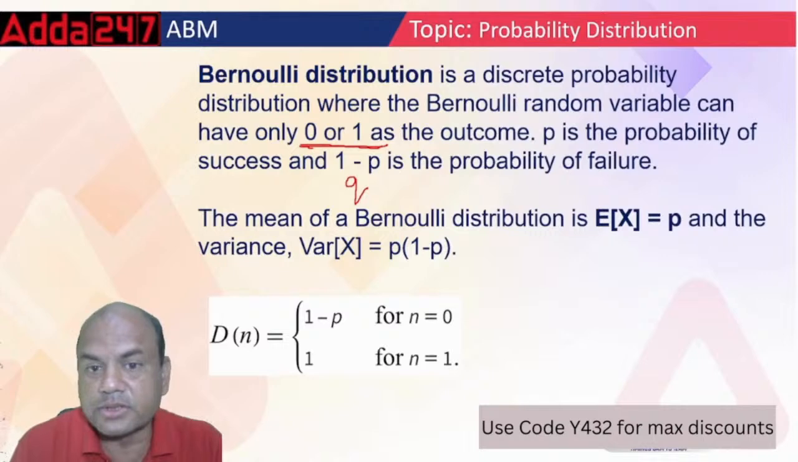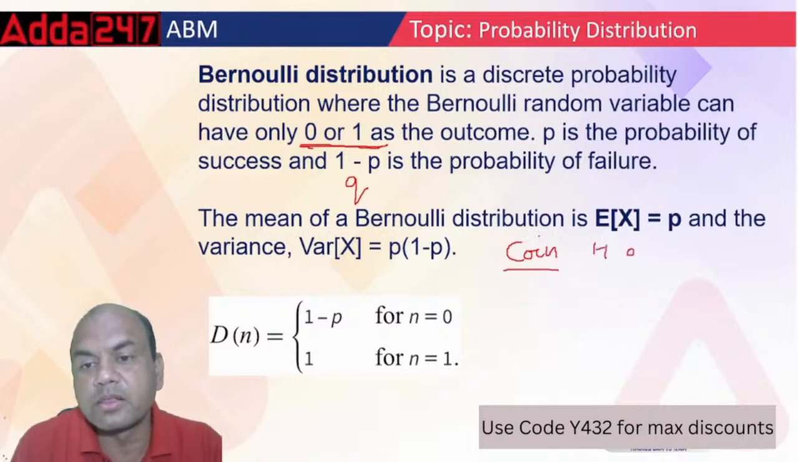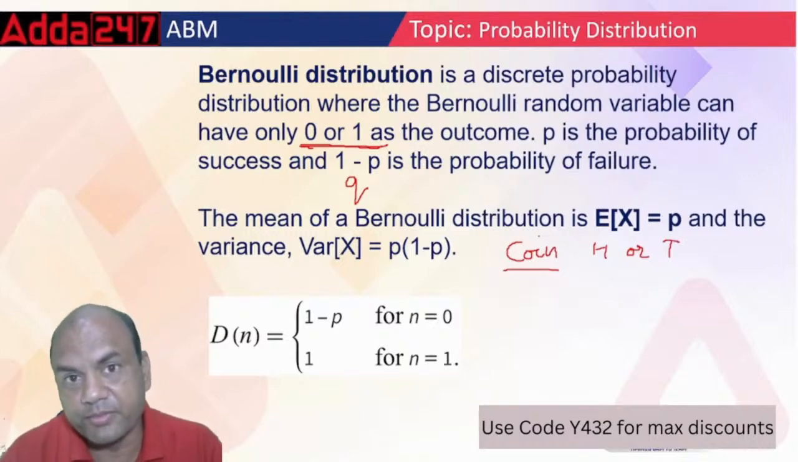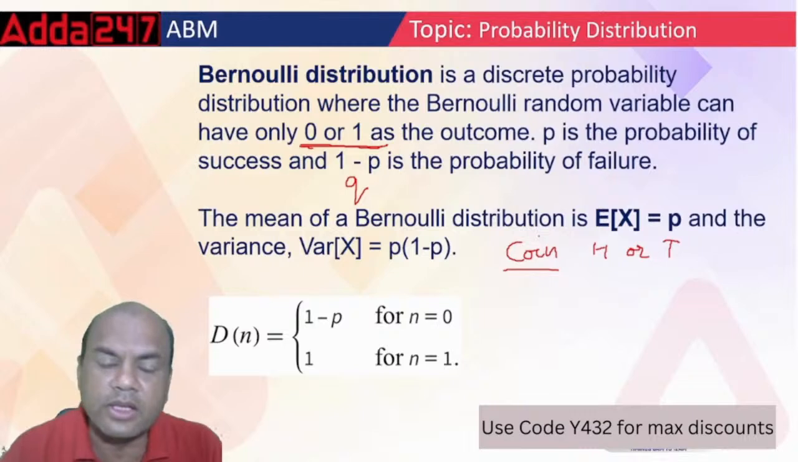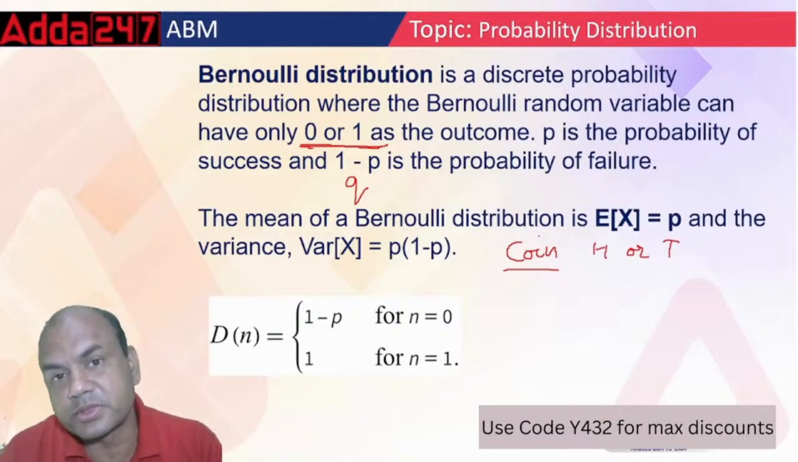For example, a coin. Suppose I toss a coin in the air. What are the possibilities? Only two answers: either head or tail. Will you clear your CAIIB? Only two answers: either you'll clear it or you won't. It's that simple. So only two answers should be possible.